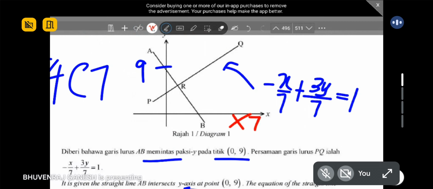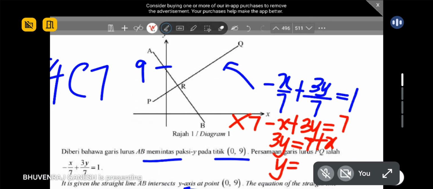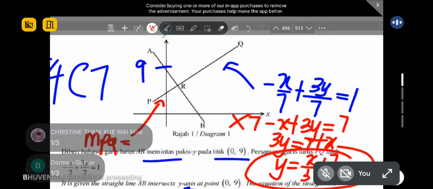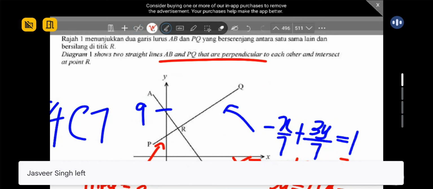Correct? So you times the whole equation by 7. Darab 7. So you will get negative x plus 3y equal to 7. So 3y equal to 7 plus x. So y is equal to x over 3 plus 7 over 3. So what is the gradient, guys, for PQ? Based on your equation here, apa kecerunan dia? You see, this is in general form. Your gradient is 1 over 3. Very good.